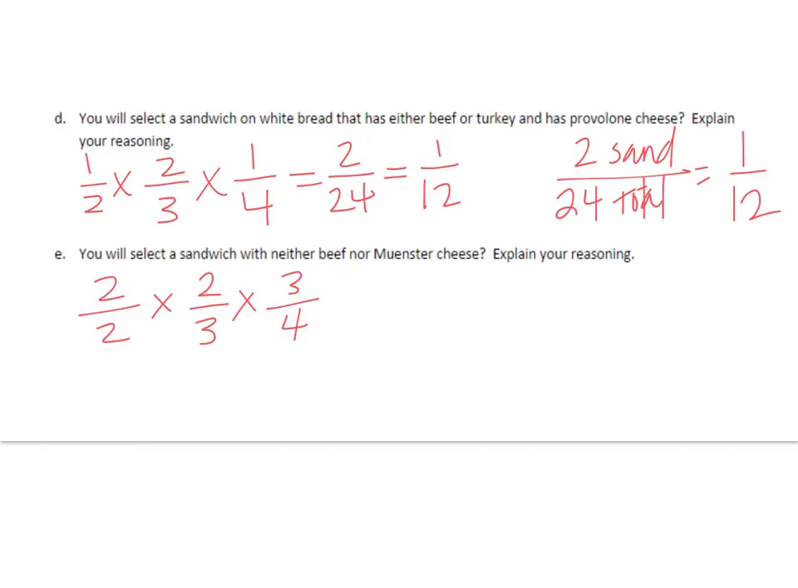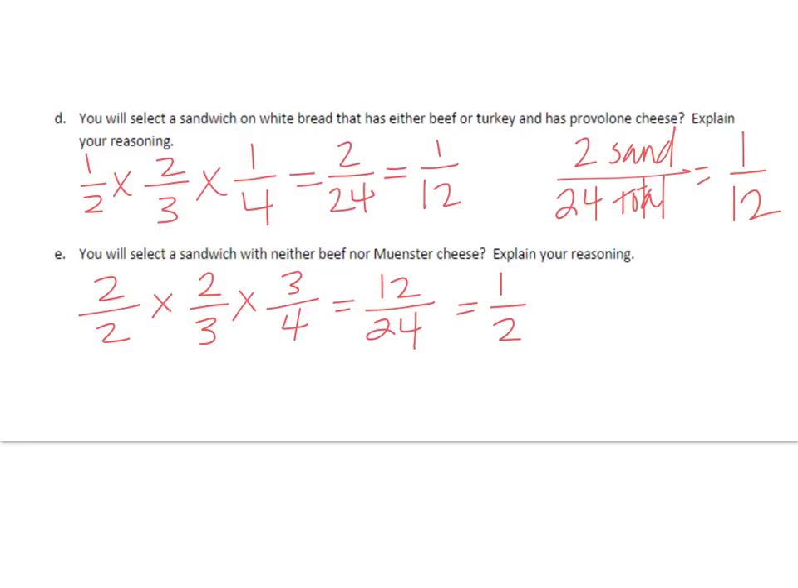Okay, and then I multiply across. 2 times 2 is 4, times 3 gives me 12. 2 times 3 is 6, times 4 gives me 24. And that reduces down to 1/2. So I have a 50% probability that I will select a sandwich that does not have beef or Munster cheese. So if I hate those and I do not want those, then I have a 1/2 chance of getting what I want, and I have a 1/2 chance of getting what I don't want.